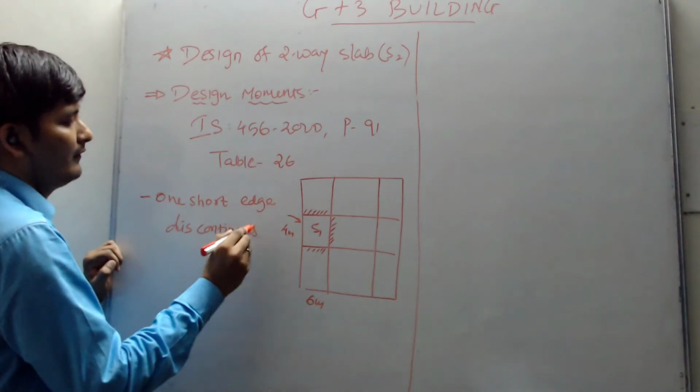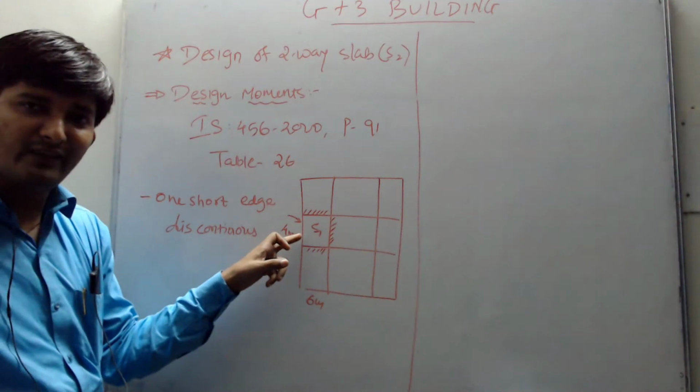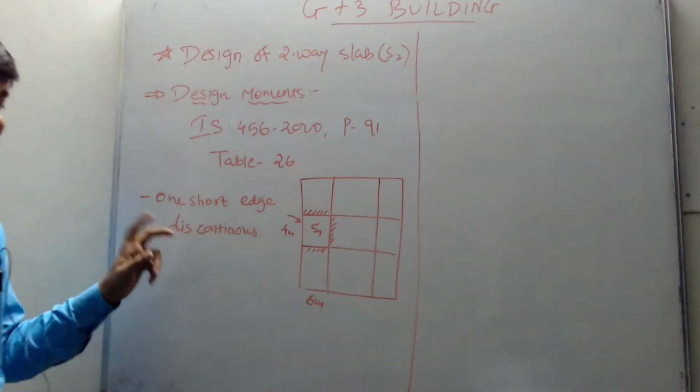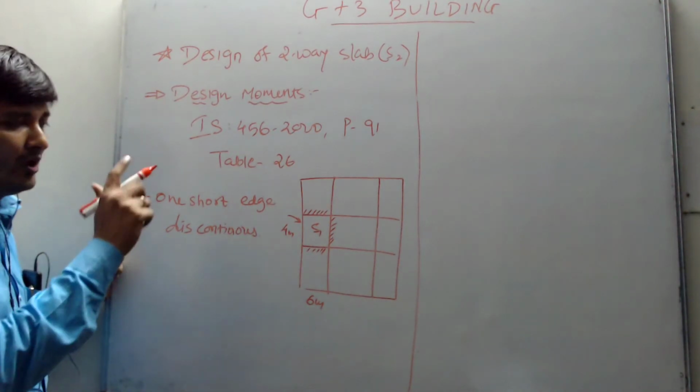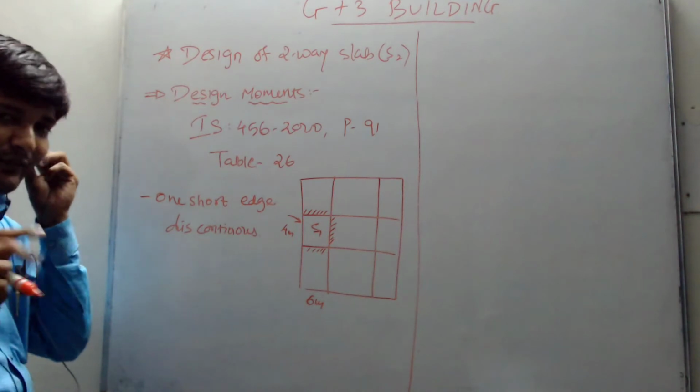One short edge discontinuous. That means only one edge is there which is not continuing, and that is a short edge. So for this now we have 2 coefficients, positive coefficient, negative coefficient, right? So alpha x we get 2 values, alpha y will get 2 values.